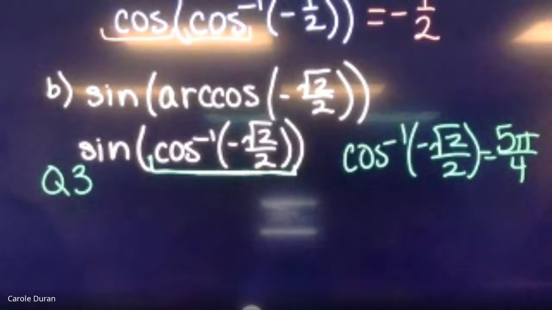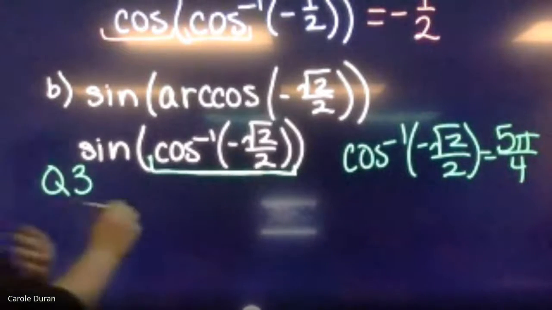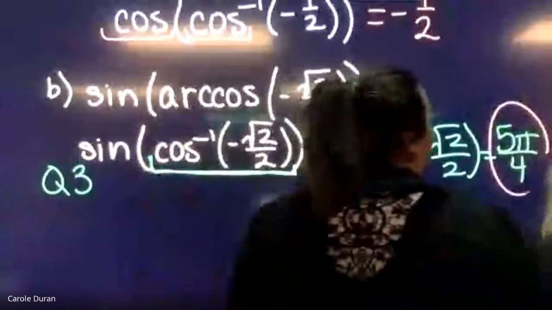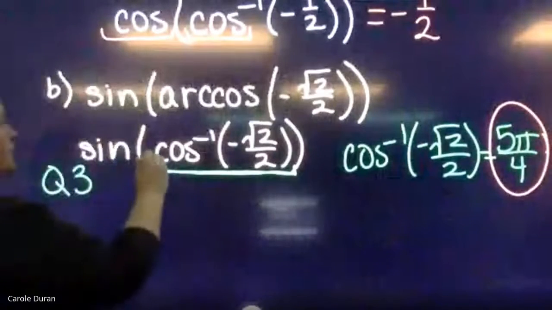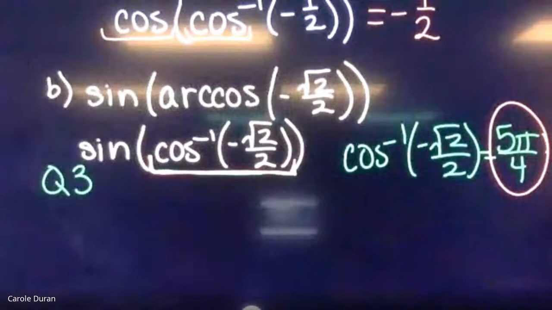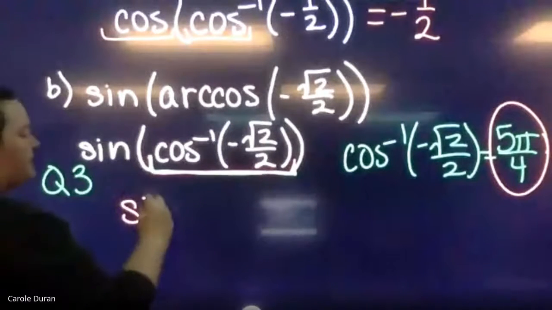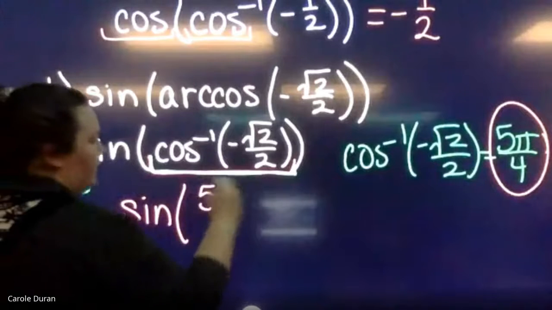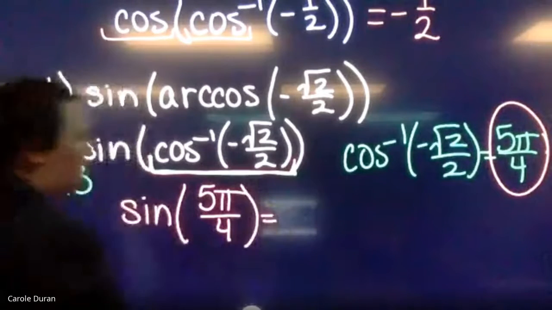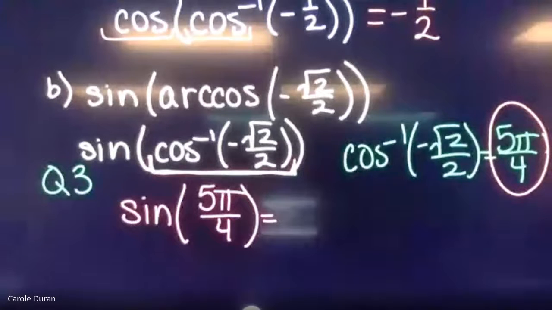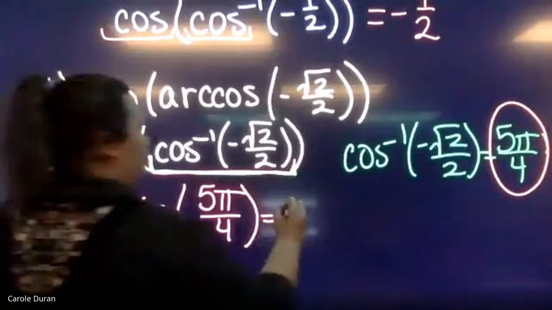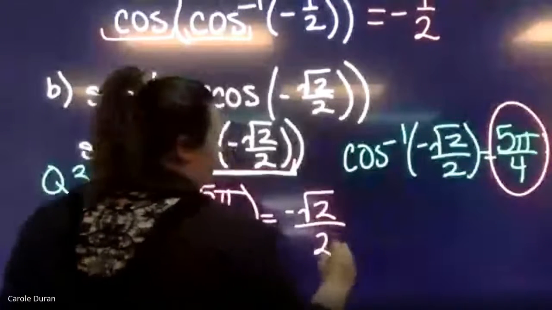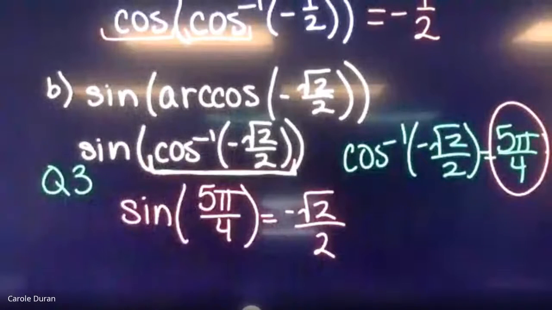So what we're going to do now is take this 5 pi over 4 and replace this whole parentheses with that. So then this just becomes sine of 5 pi over 4. Then I use my unit circle again, go to 5 pi over 4 and figure out what my sine value is. It should also be negative square root of 2 over 2. So my final answer would be negative square root of 2 over 2.